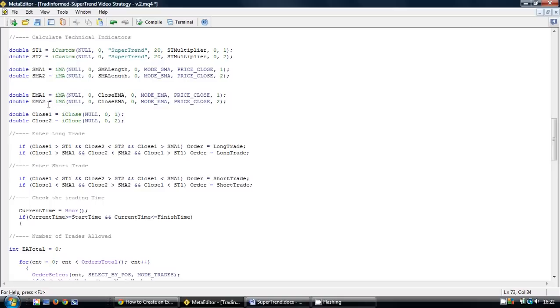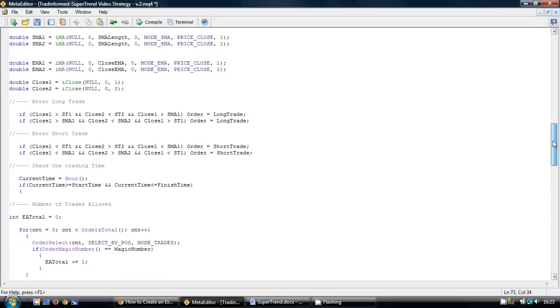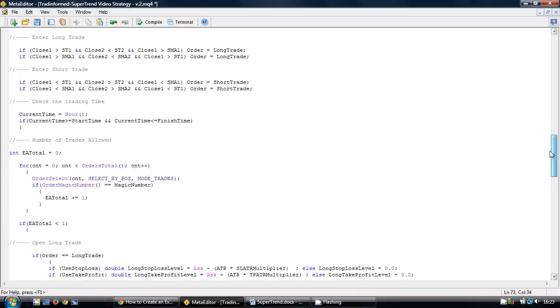Very similar here for the exponential moving average, and again at the end it is very similar for the iClose, which refers to the closing price. Okay, now we're getting closer to the actual process of entering trades. We're going to tell MetaEditor and MetaTrader 4 what conditions we want for entering a long trade.